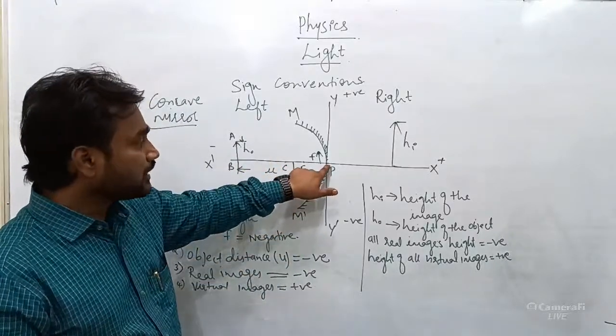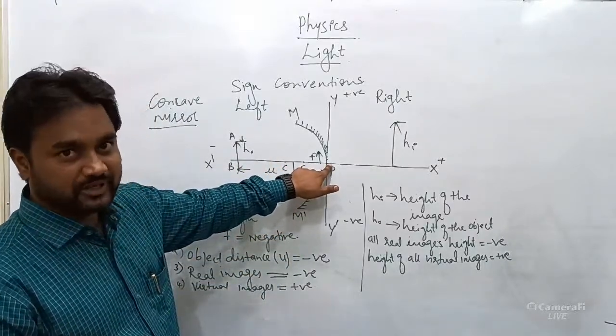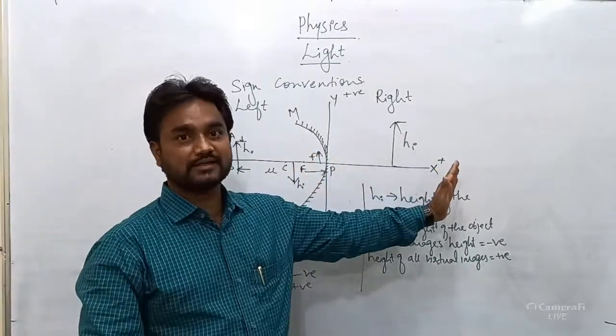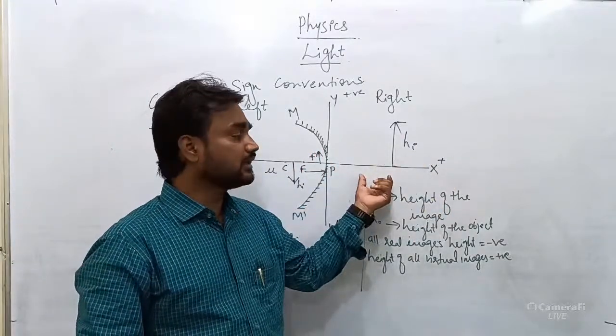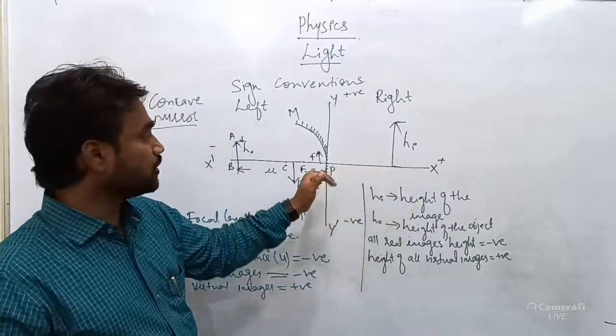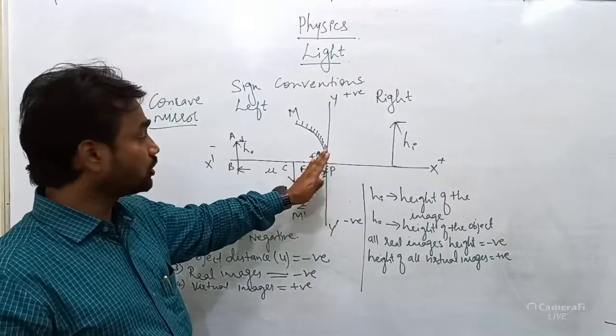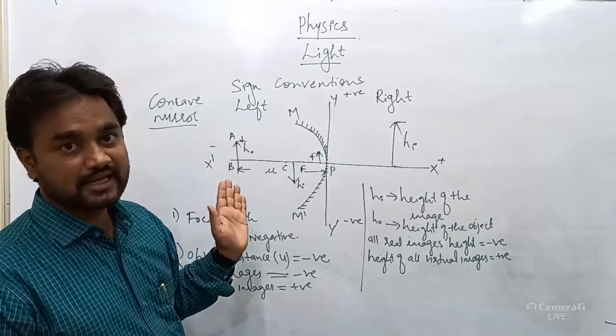One thing, from P only you have to measure all the distances. From P, if you are going onto the right hand side, that is behind the mirror, it will be considered as positive, and if you are moving away from the mirror, that is from P onto the left hand side, then it would be considered as negative.